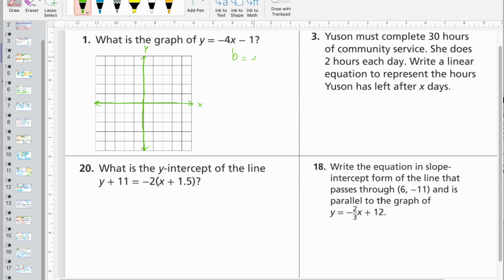B is -1, so I have a point at (0, -1). Plotted, this is -1. Then m is -4, so -4 over 1, which is 4 down and 1 positive, 1 to the right. So 4 down, 1, 2, 3, 4, and 1 to the right here. Just to graph your line. That's it.